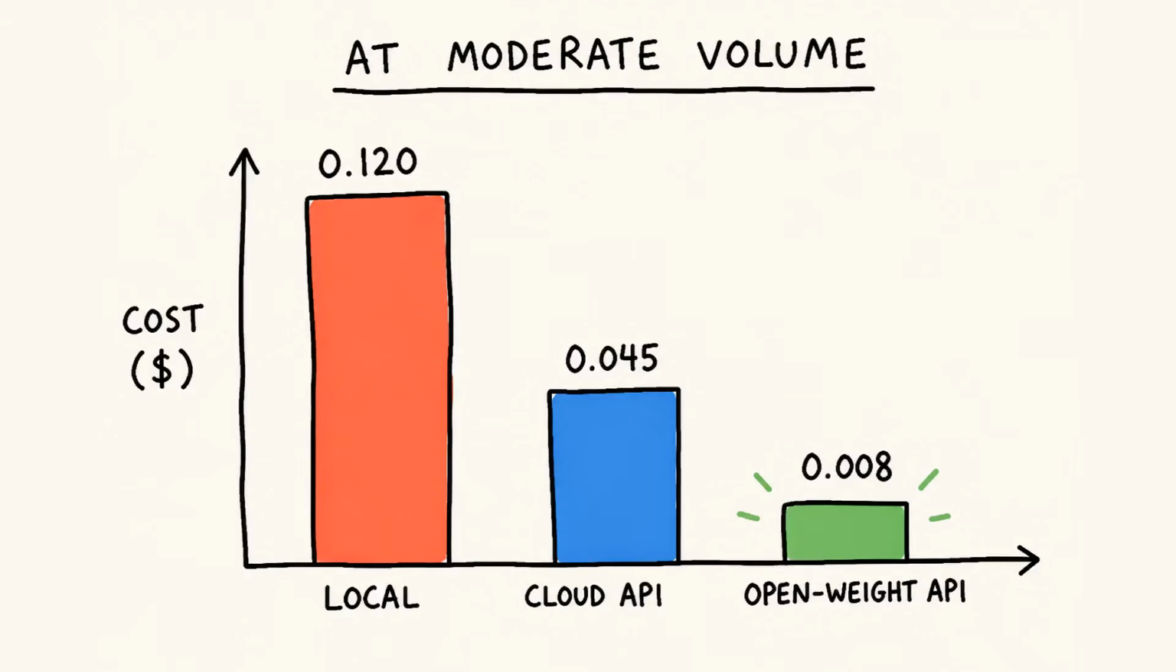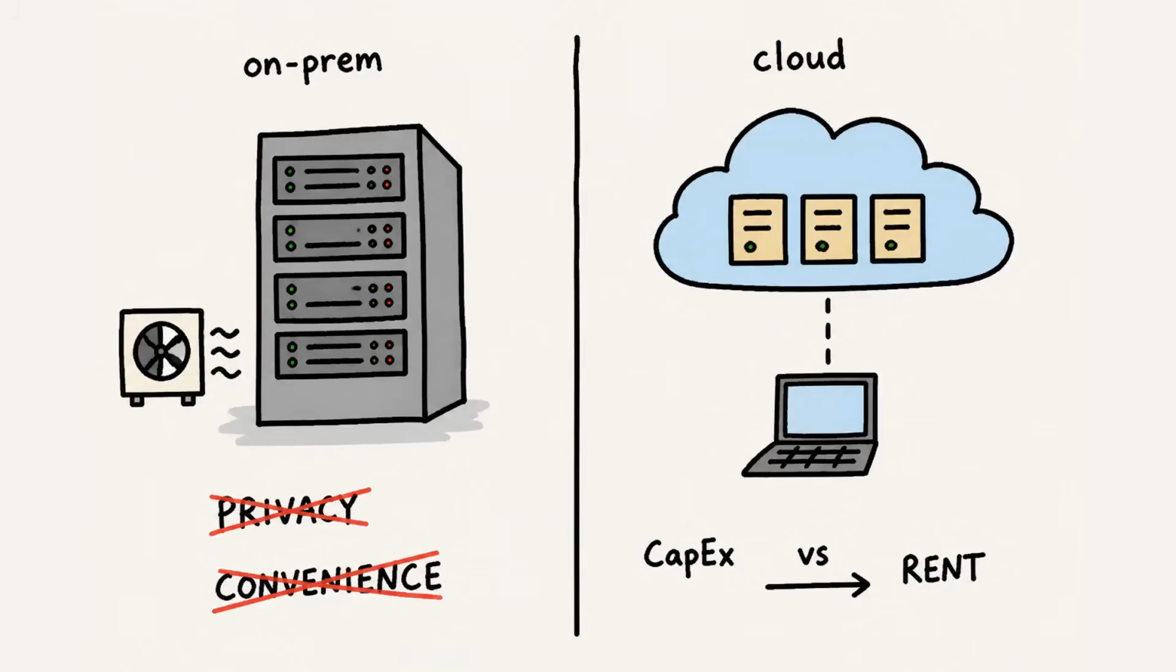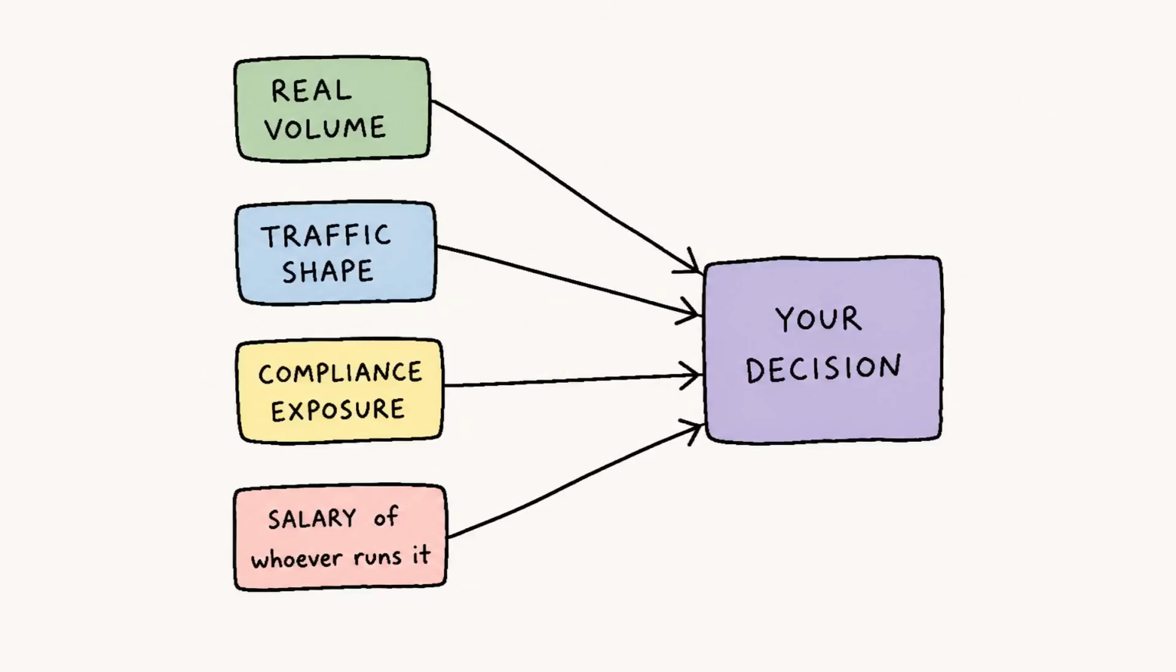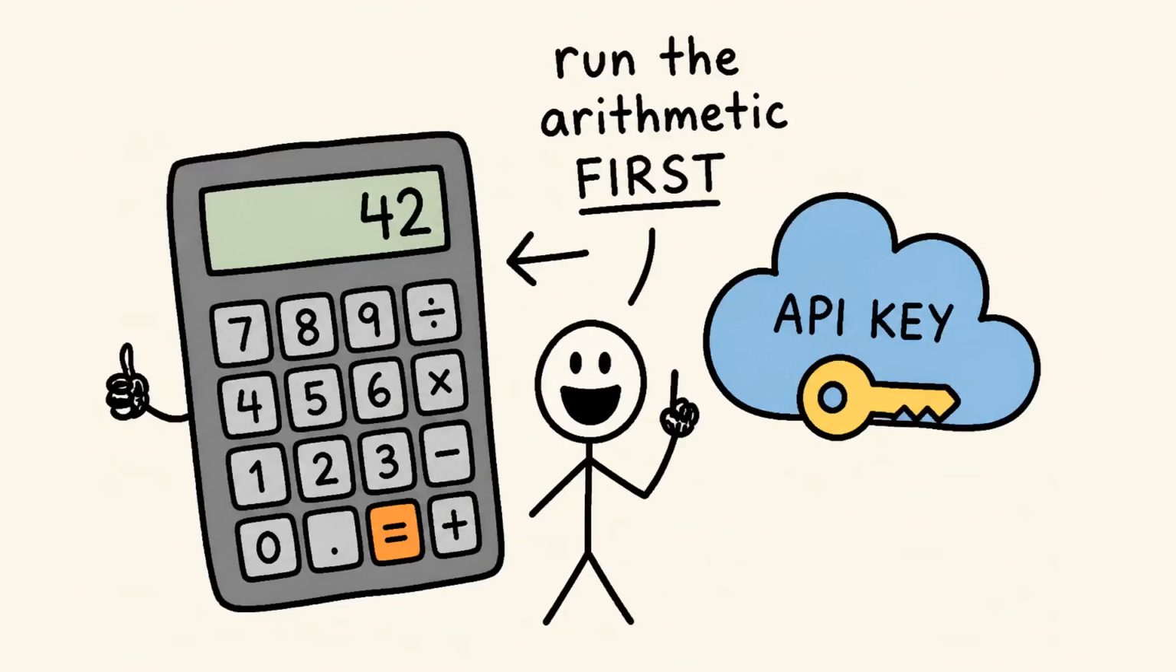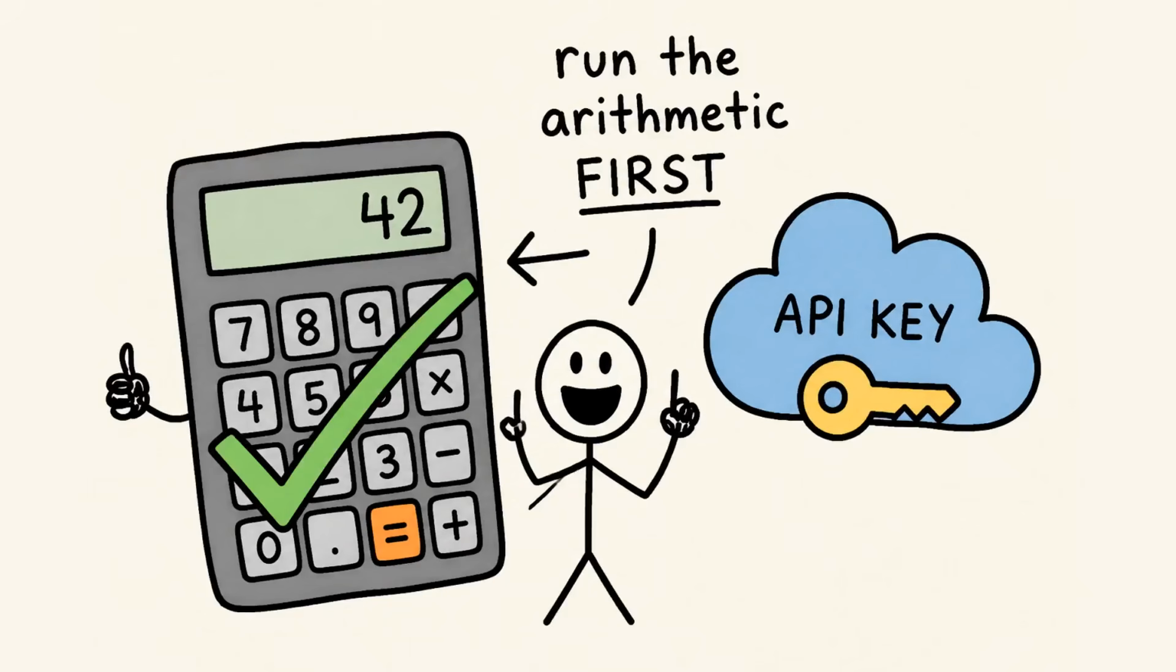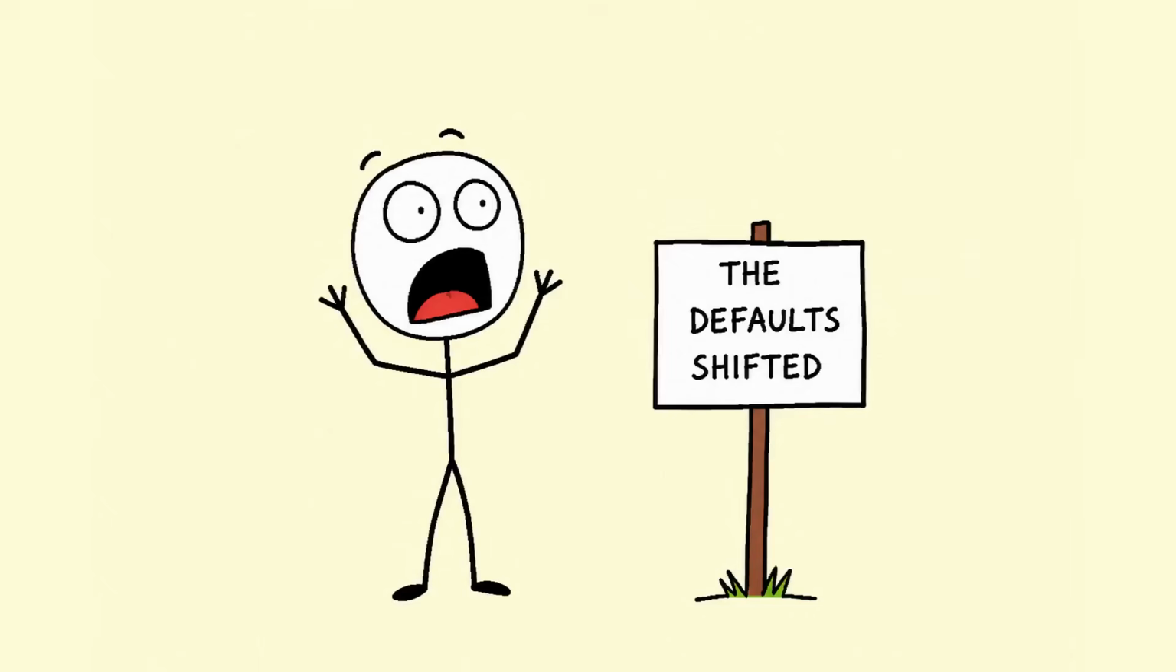So the durable takeaway is just this. The honest comparison was never privacy versus convenience. It's CapEx versus rent, scored against your real volume, your real traffic shape, your real compliance exposure, and the salary of whoever keeps it running. Run that arithmetic before you reach for the API key. The default's shifted under everyone, and most builders haven't noticed.